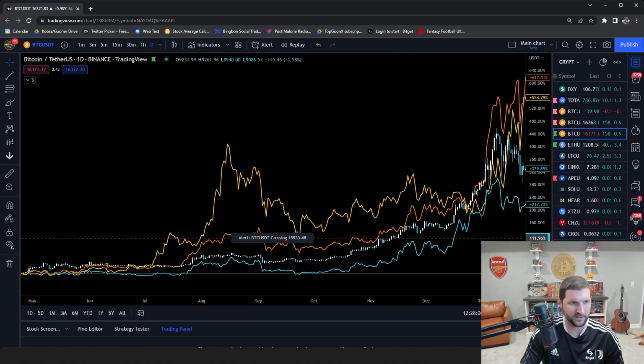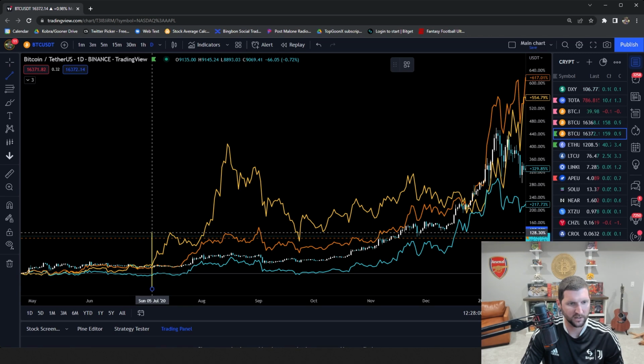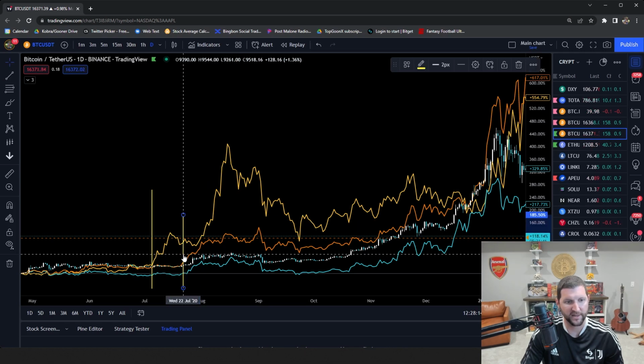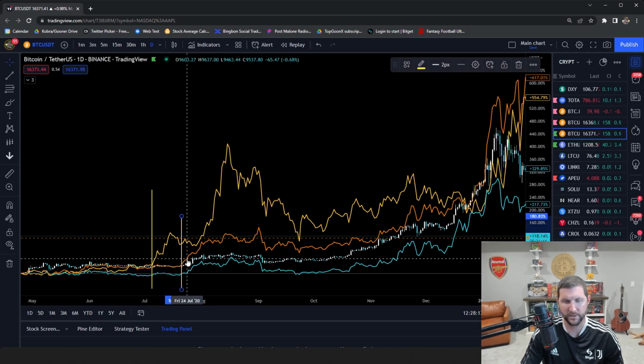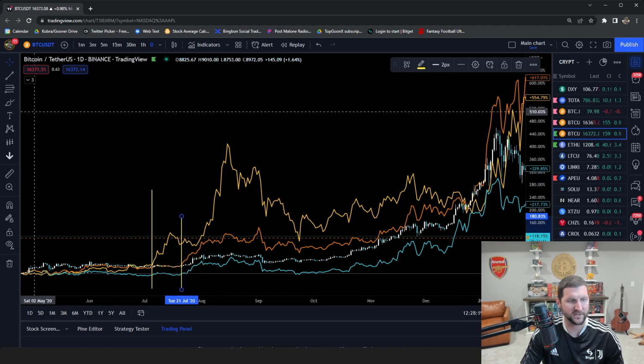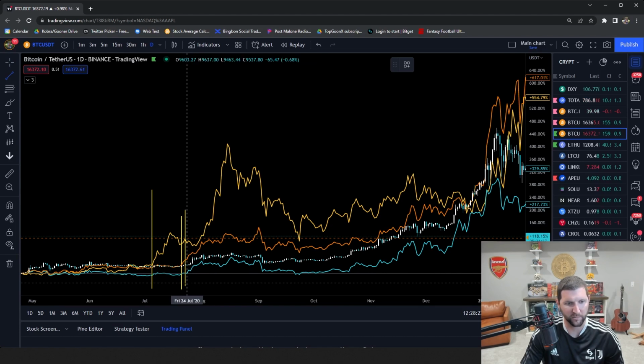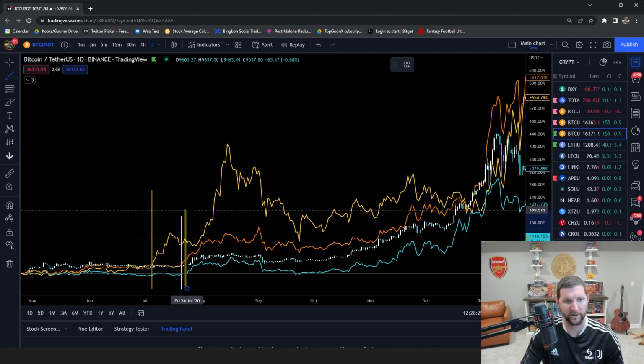But what you can see here is Link starts pumping here. Everything else goes sideways until about here-ish, where Ethereum starts to follow. Ethereum's our orange. And then Bitcoin starts to follow about right here. And then you can see that our blue line and Litecoin start to follow about here.